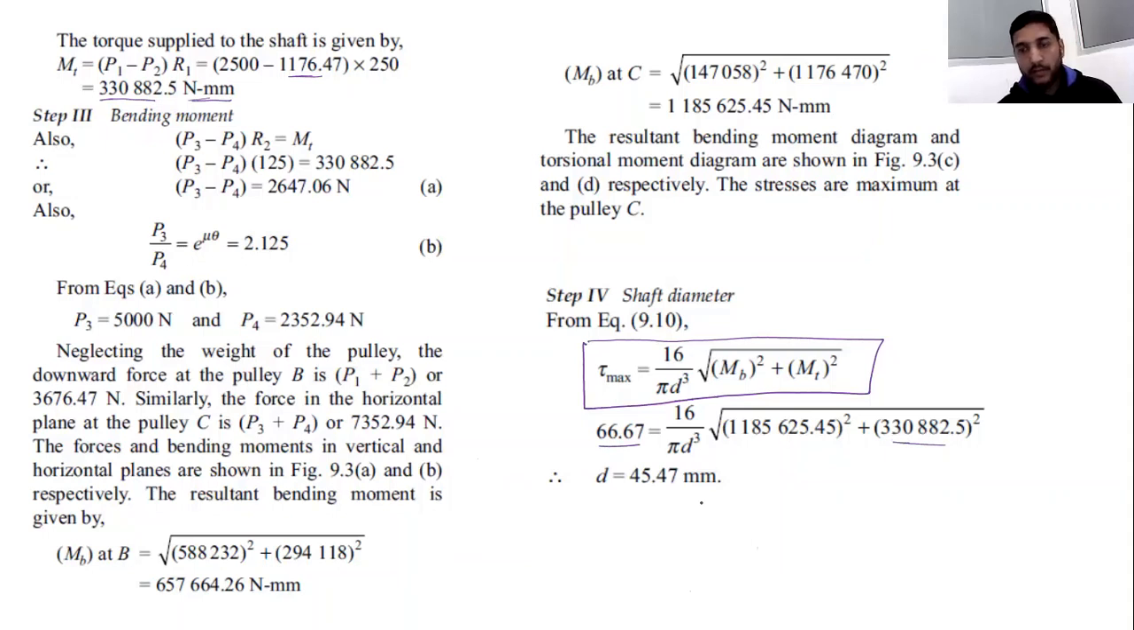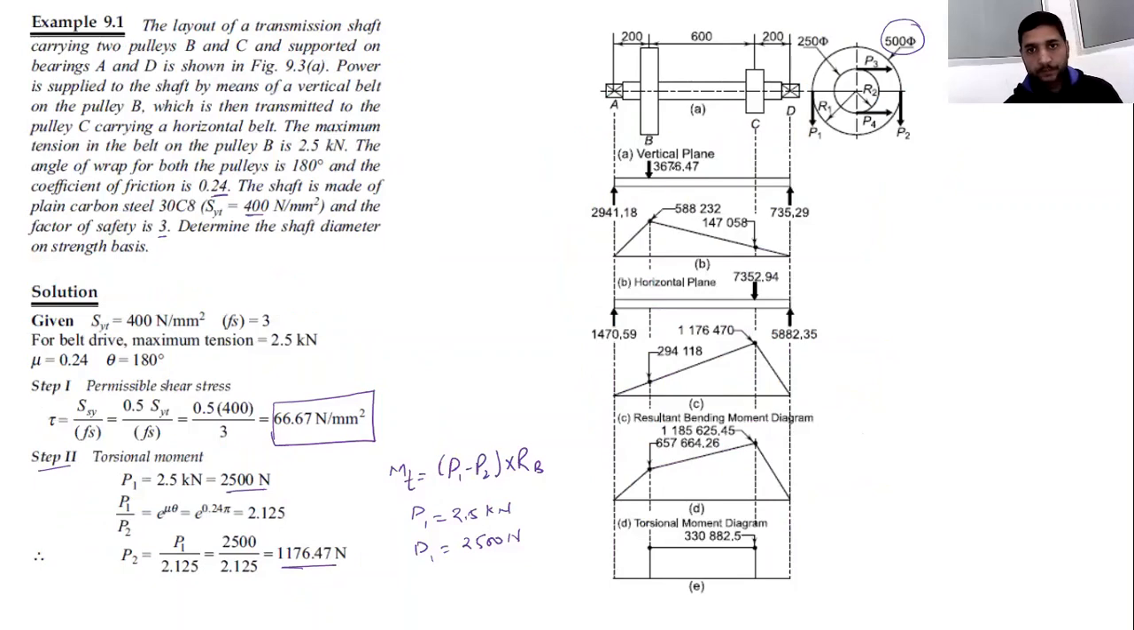Now we are left with only the bending moment, so let us find the bending moment also. In step 3 we have the bending moment. In order to find the bending moment, look at the diagram. We have two types of pulleys: one pulley is acting in the vertical direction and the second pulley is in the horizontal direction. So we will take both cases separately. First we will take the vertical pulley, and then the horizontal pulley.